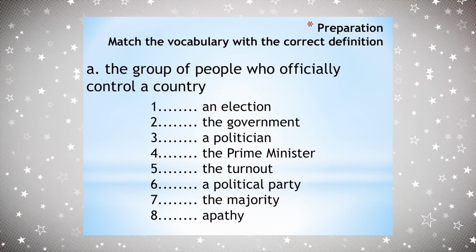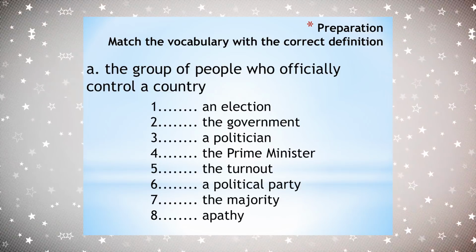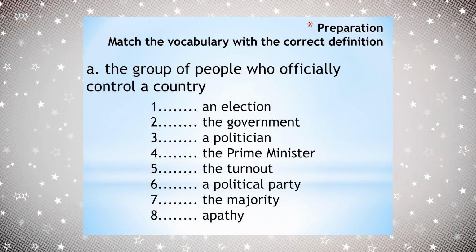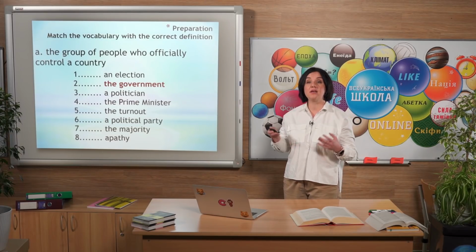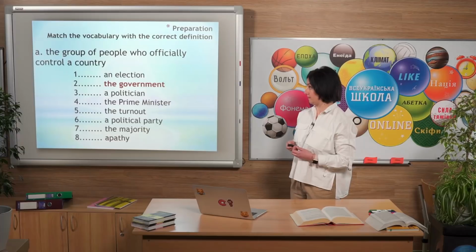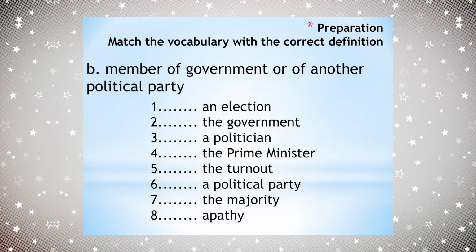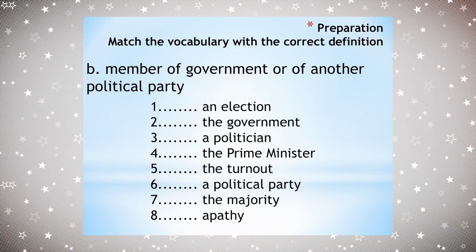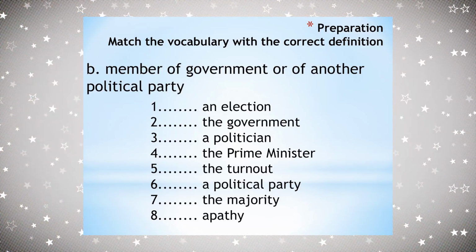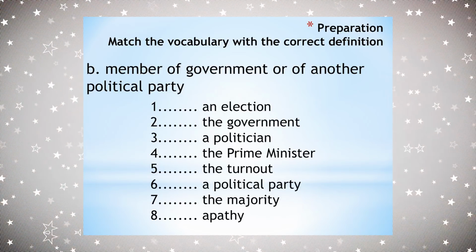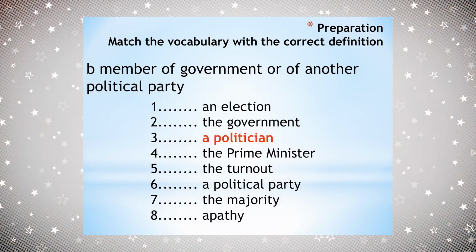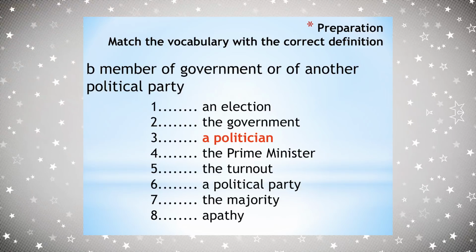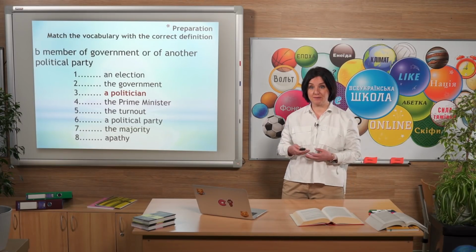So, take a look, please. The group of people who officially control a country. Which would you choose? And it is the government. They control the country. They run the country. Or they rule the country. The government. Then comes member of government or of another political party. How do we call these people who are members of the government or of other political parties? And we call them politicians. A politician. Nearly the same word in Ukrainian.